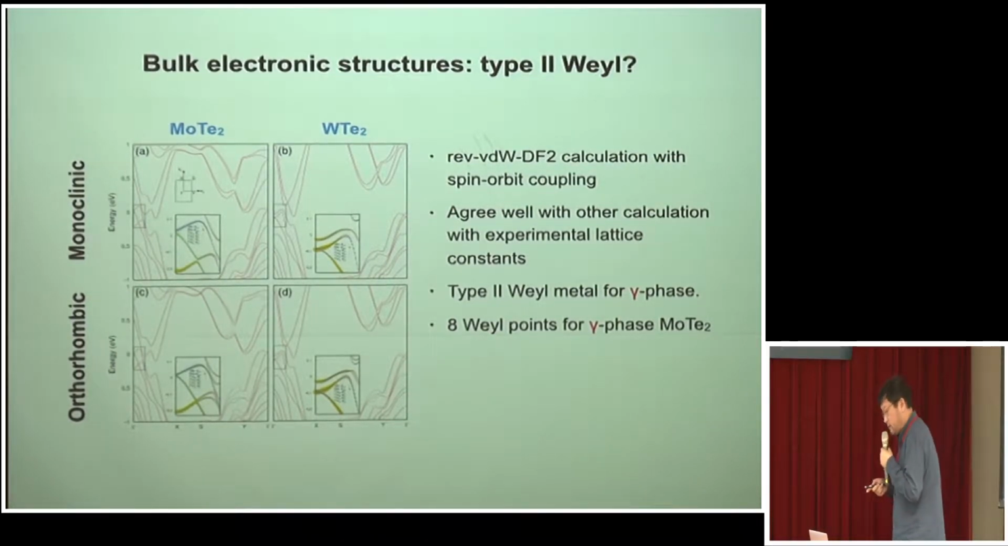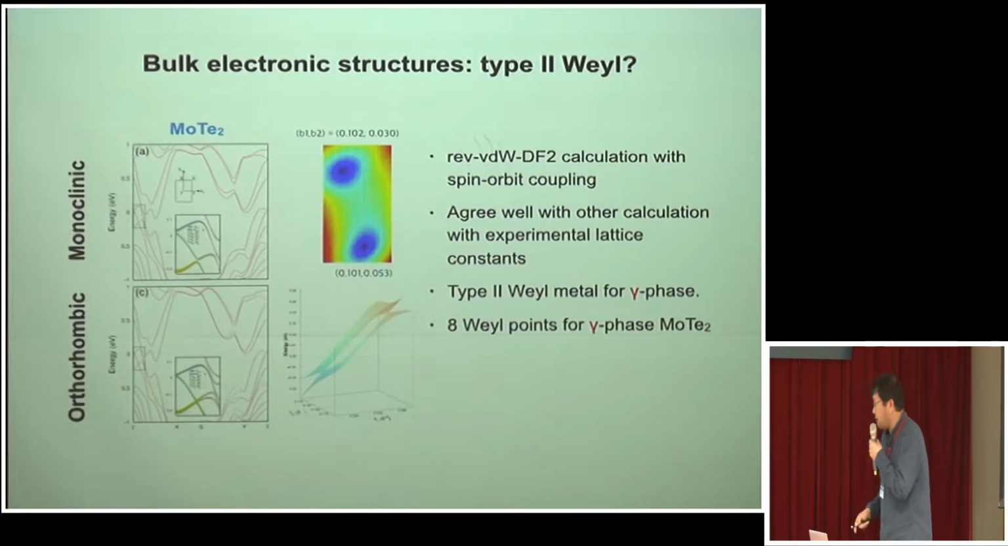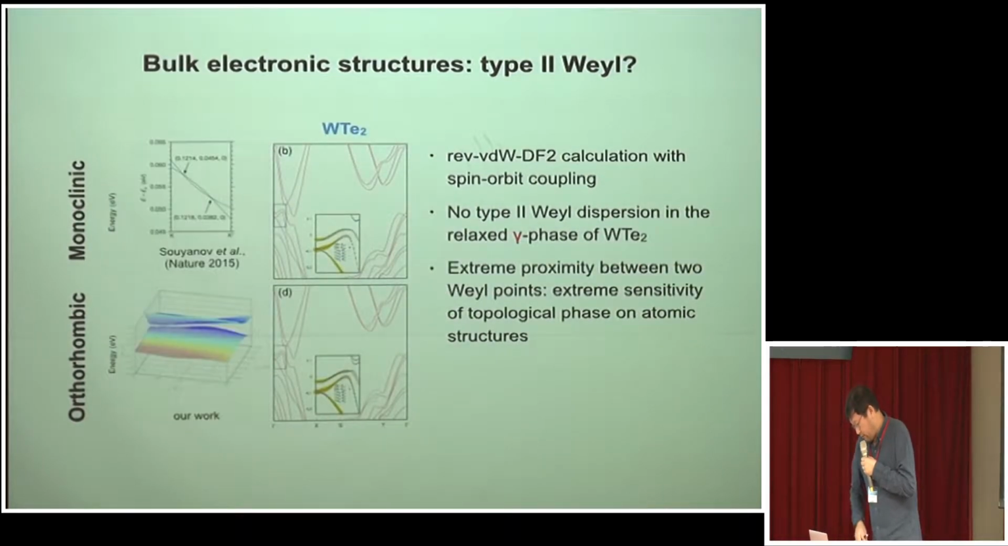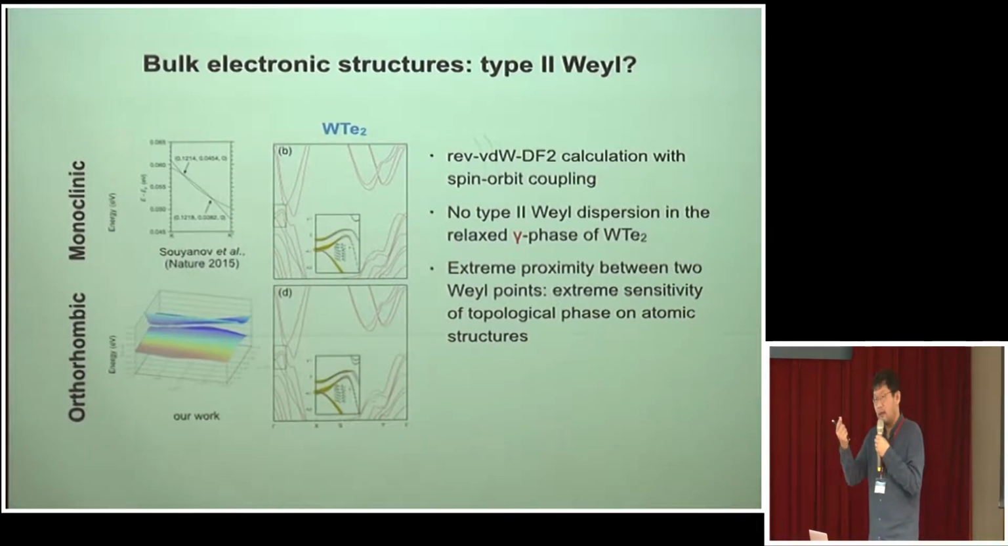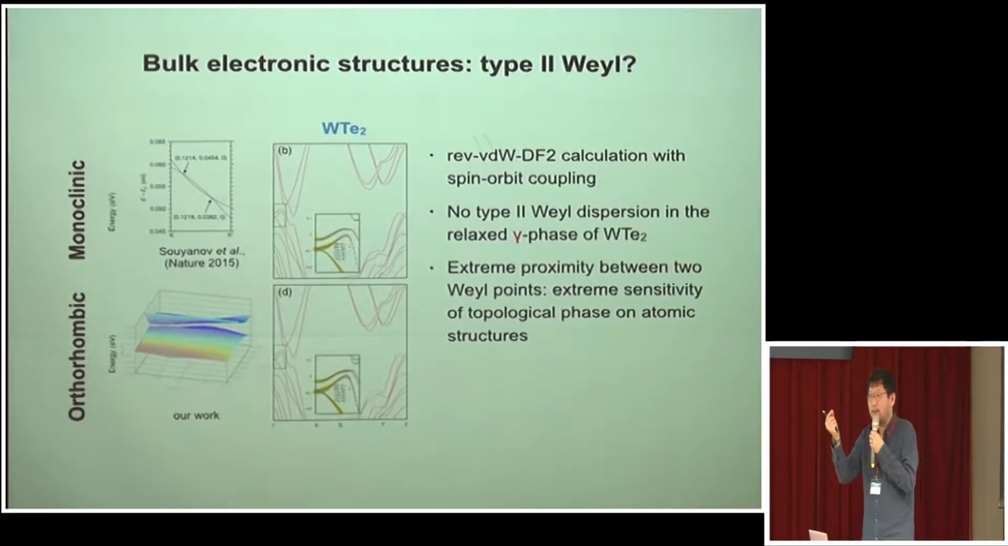With our converged relaxed structure, we calculated the bulk band structure for the monoclinic and also orthorhombic phases. Then for molybdenum ditelluride, as people predicted already, we can find the Weyl points, which are very robust. However, our converged structure for tungsten ditelluride doesn't show any Weyl points, because in this kind of structure the Weyl points are very close to each other. So if you change the structural parameter a little bit, those Weyl points annihilate each other, so they disappear very easily.